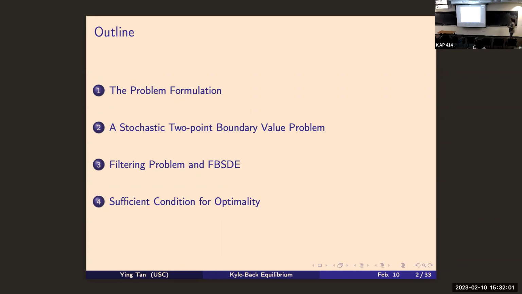So first, I will introduce what the Kyle-Back insider trading model is and how we formulate the problem. Next, we will study the stochastic two-point boundary value problem, which is the main tool we used to solve part of the problem. Next, we will discuss the diffusion problem and the resulting FBSDE. Finally, we will discuss the sufficient condition for the optimal control problem.